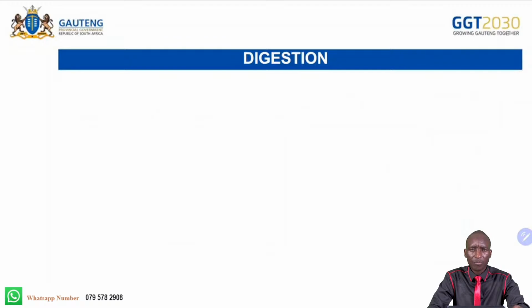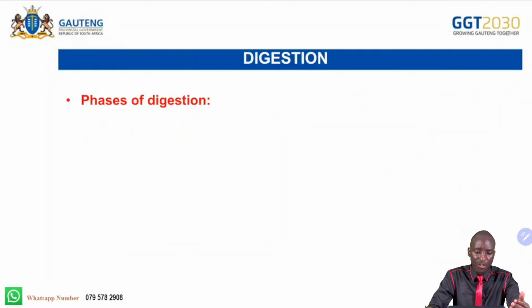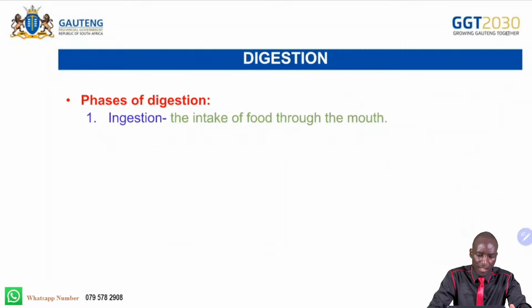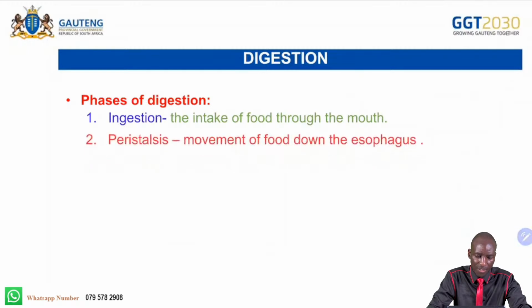All right. Now let's look at digestion itself. Digestion is in some phases. It is not just one process. It is a process which is made up of many stages or phases. So we're going to look at them in detail, one by one, and find out what happens in each phase. The first one is ingestion. That's where everything begins: the intake of food through the mouth. That begins the process of digestion.